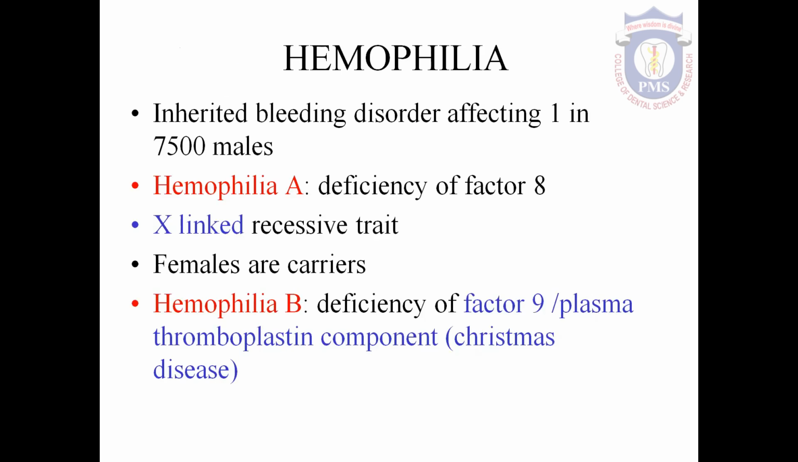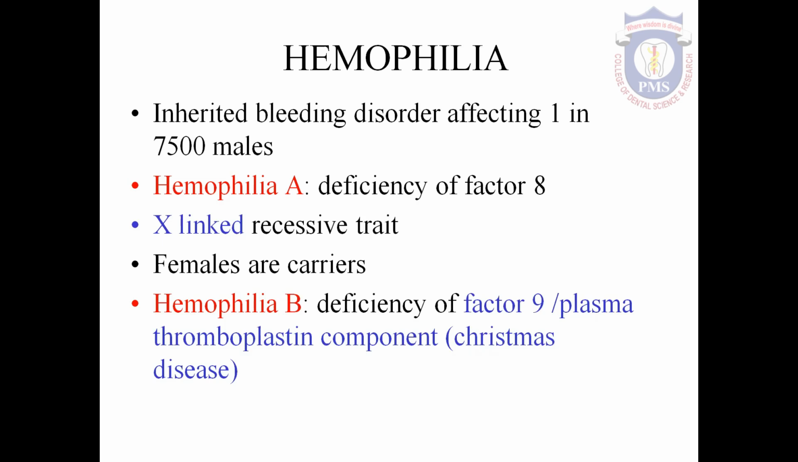In hemophilia A, there is deficiency of factor 8. It is usually an X-linked recessive trait. In this, mainly the males are affected. Females are mainly carriers because only one sex chromosome is usually affected. But if both the parents are hemophilic, then there is a 50% chance that the female can get hemophilia, if both the sex chromosomes are affected. Both the X chromosomes are affected.